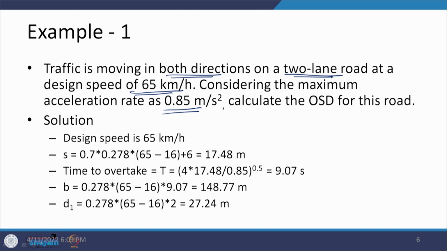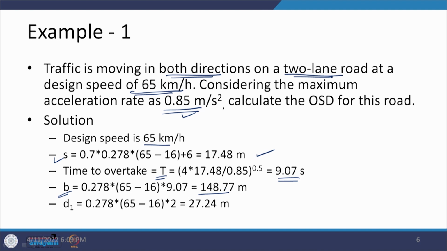The very first thing calculated is the spacing s as 0.7 times 0.278 into (65 minus 16) plus 6. So, we get 17.48 for a design speed of 65 kilometers per hour. Time to overtake, capital T, when s is available and a is given, comes out to be 9.07 seconds. The distance travelled in 9.07 seconds at a speed Vb is b, and that comes out to be 148.77 meters.